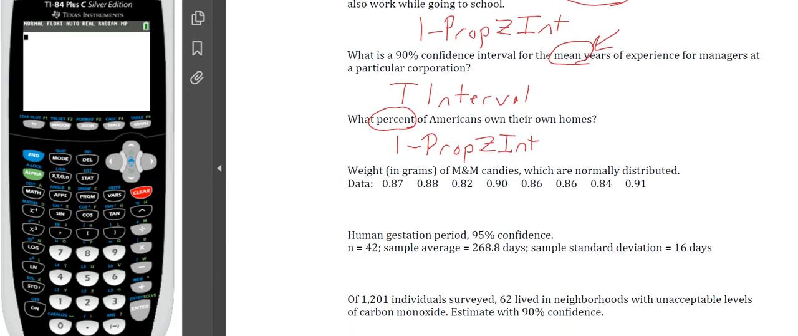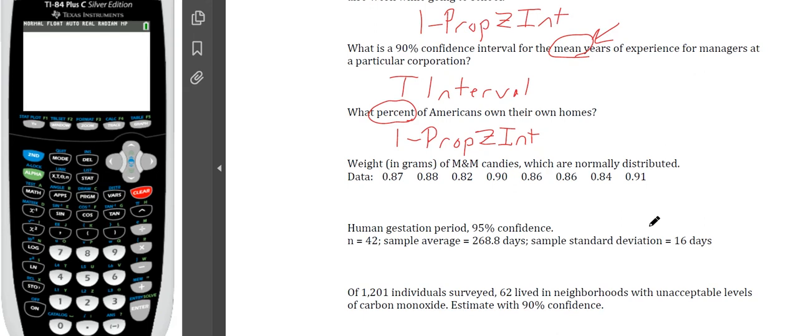The next one, number 4, the weight in grams of M&M candies which are normally distributed. All right, so we have values here. The data is presented to us. We're looking at weight. We're not looking for how many have equality or the percentage of them. We're looking at just an actual value. That means that we're working with t-interval.